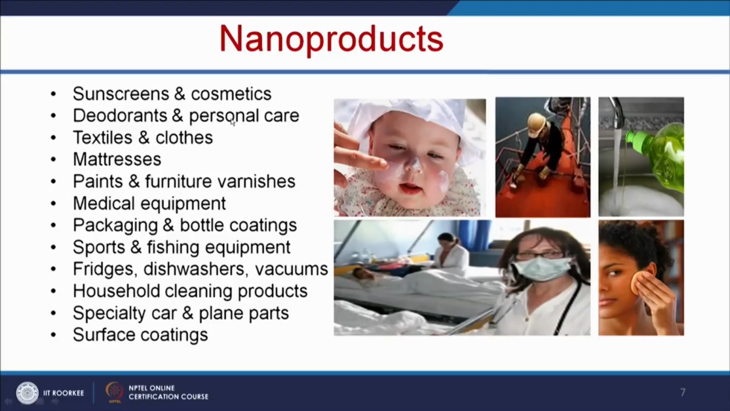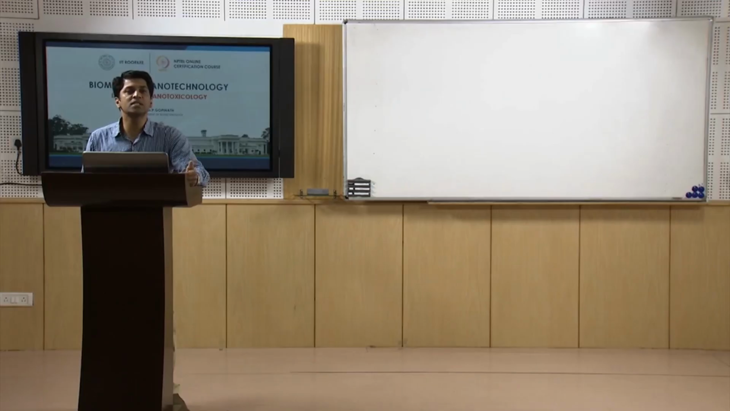These are other nano based products, for example sunscreen, cosmetics, and even baby diapers and baby feeding bottles. Everything, they have started using these nanomaterials and nano coatings. But we don't know what the long term effects will be.